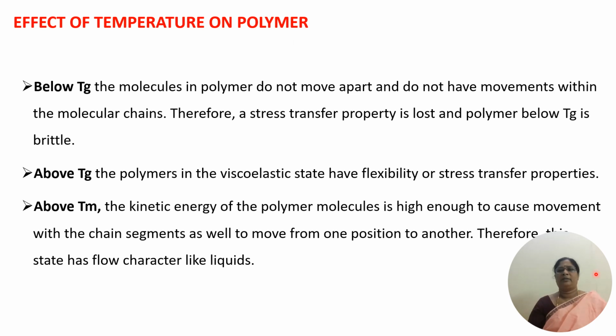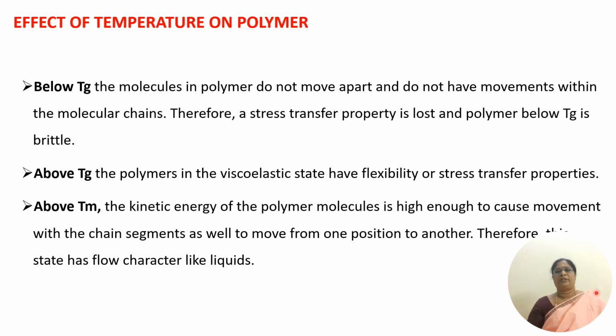The hard and brittle state is the glassy state and soft flexible state is the viscoelastic state. If viscoelastic state of polymer is heated further, the polymer becomes a viscous liquid and it can flow. This state is known as viscofluid state. Below the glass transition temperature, the molecules in the polymer do not move apart and do not have movements within the molecular chains. Therefore, the stress transfer property is lost and the polymer below glass transition temperature is brittle. And above glass transition temperature, the polymers in the viscoelastic state have flexibility or stress transfer properties.